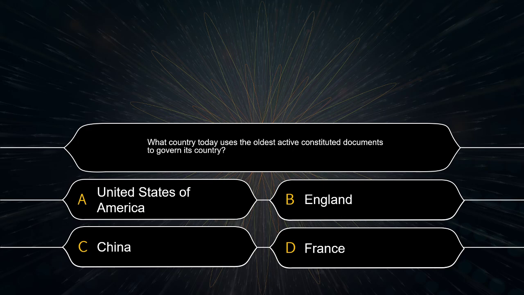Is the answer A, the United States, B, England, C, China, or D, France? Give you a moment to ponder this one. What country is using the same form of government today for the longest period of time? What's the oldest active running constituted government? Here we go. There's some rich history here, there's no doubt. A, B, C, or D, lock them in. The answer in 3, 2, 1.